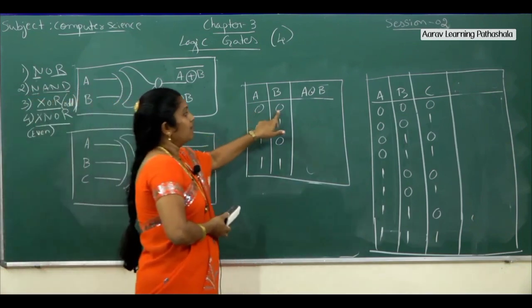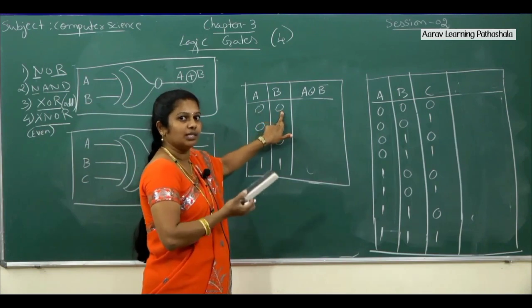Just see. First time 1, how many times we have? 0 times. 0 is nothing but even.